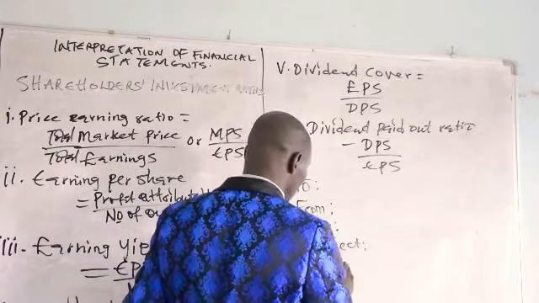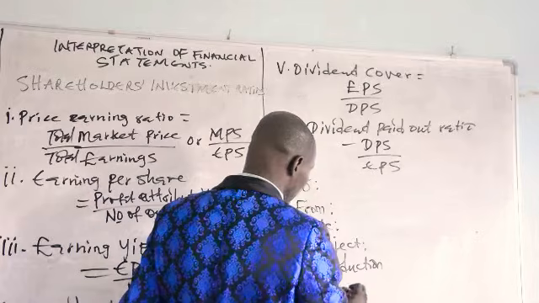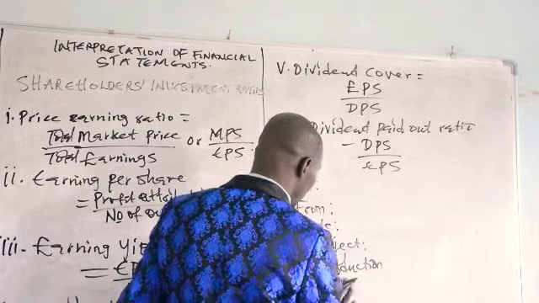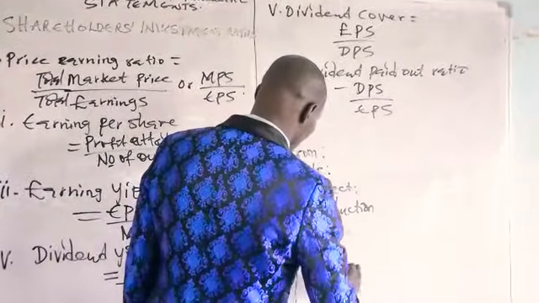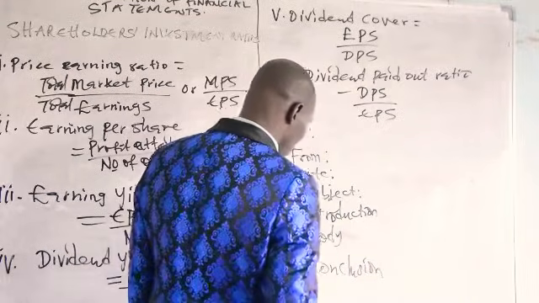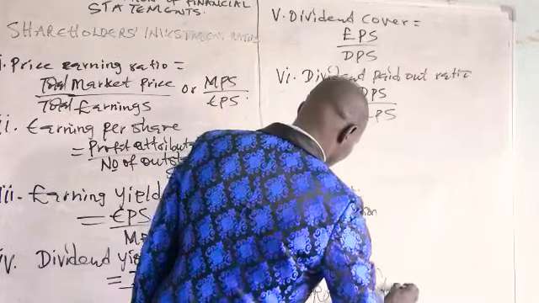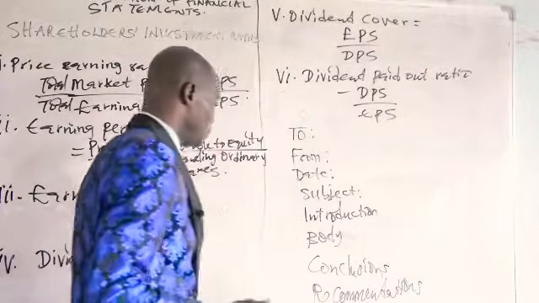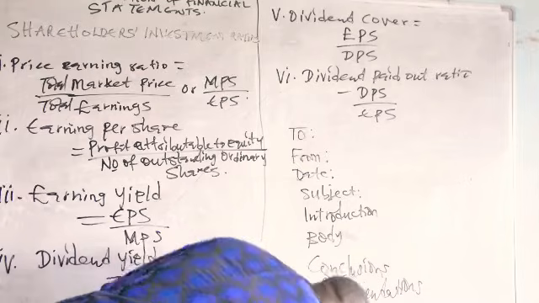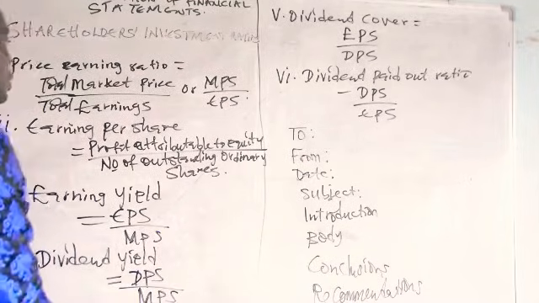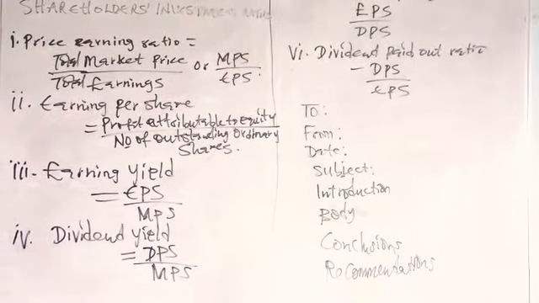Then you have the introduction to the report, then the body of the report. After the body, you can have the conclusion or the summary, then you can have the recommendation. So that is the outline of the report. If you watch my lecture videos on how to report on these ratios, then you'll be able to understand it better. So that is the shareholders' investment ratios.